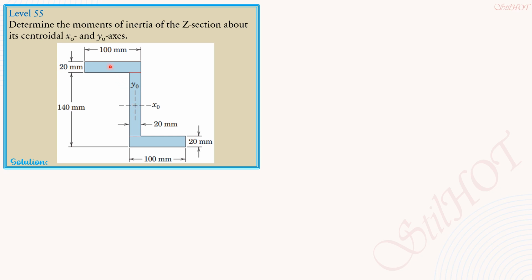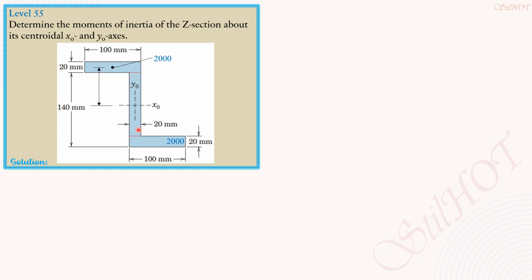This is 100 by 20, so the area is 2000 mm square. Same is true with this. And the centroid is here. Same is true with the centroid here, the same distance from the YO and XO axes. So vertically, 140 minus 20 is 120.